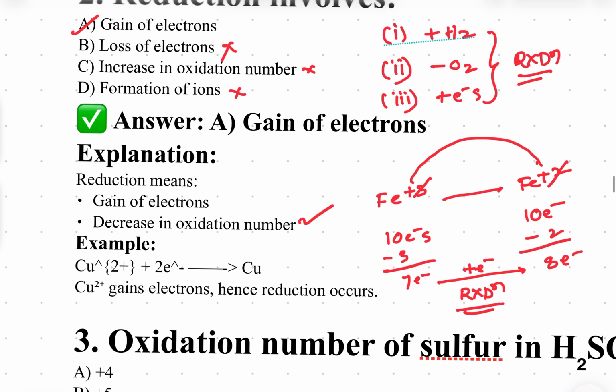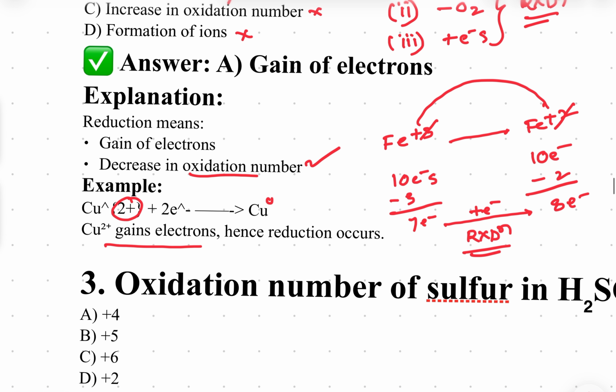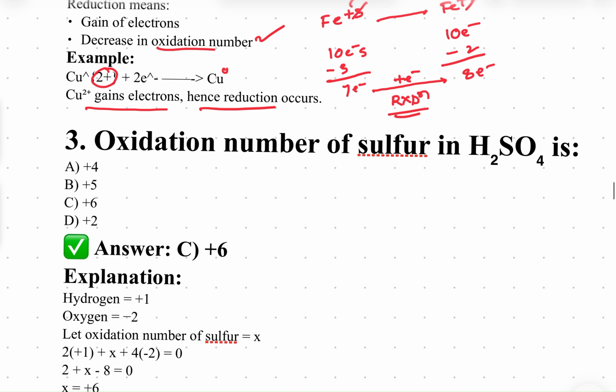That is called decreasing of oxidation state, that is plus 3 to plus 2. Same example you can see: copper plus 2 with addition of 2 electrons becomes copper 0. Clear? So copper plus 2 gains 2 electrons and is converted to copper 0. So that is the concept of reduction.